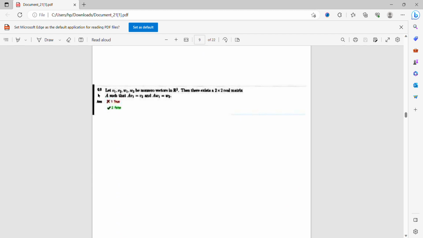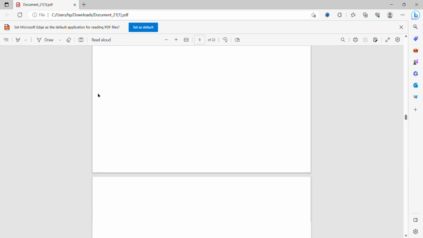It is given that v1, v2, w1, w2 are non-zero vectors in R^2, then there exists a 2 cross 2 real matrix A such that A v1 equals v2 and A w1 equals w2. This is also a false statement. If you know the properties of a matrix, it sends linearly dependent vectors to linearly dependent vectors, and also if Av equals b, then A(cv) is basically cb. I mean, it preserves the scalar multiplication property.